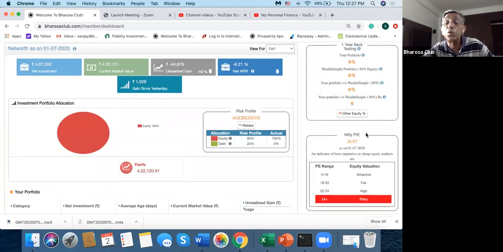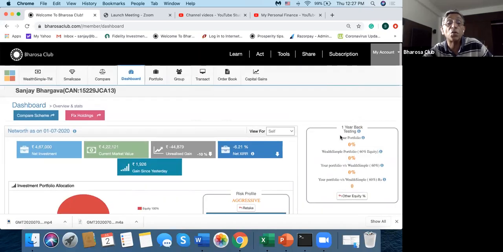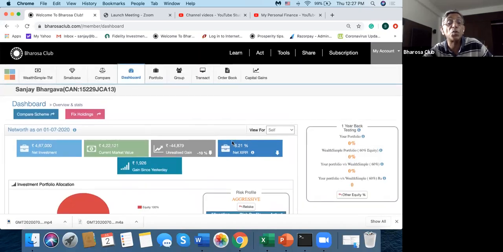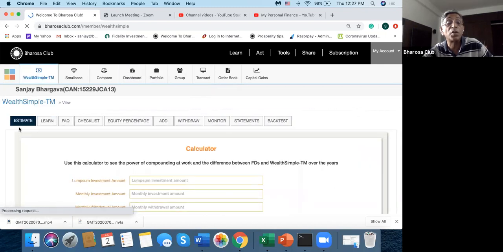Now, it also shows me that the Nifty PE is 26.97 and it's in risky territory because historically anything above 24 is kind of risky. So this is high, and this also brings me a little bit to Wealthsimple. We'll come back to the dashboard a little later, but with Wealthsimple, you can learn a lot about it here.